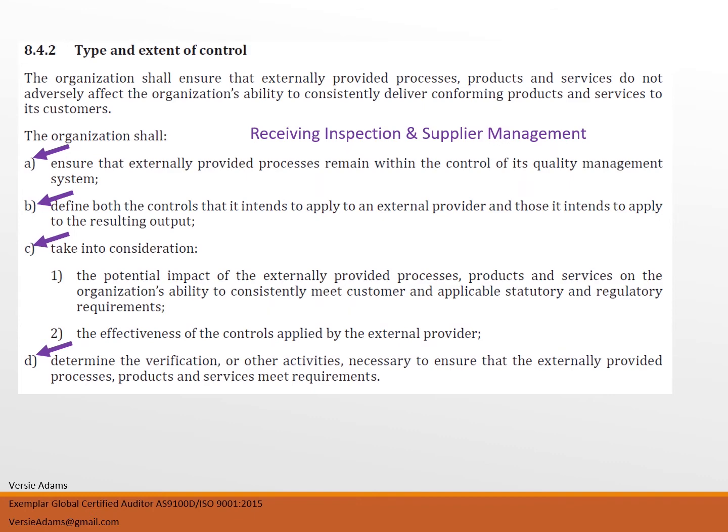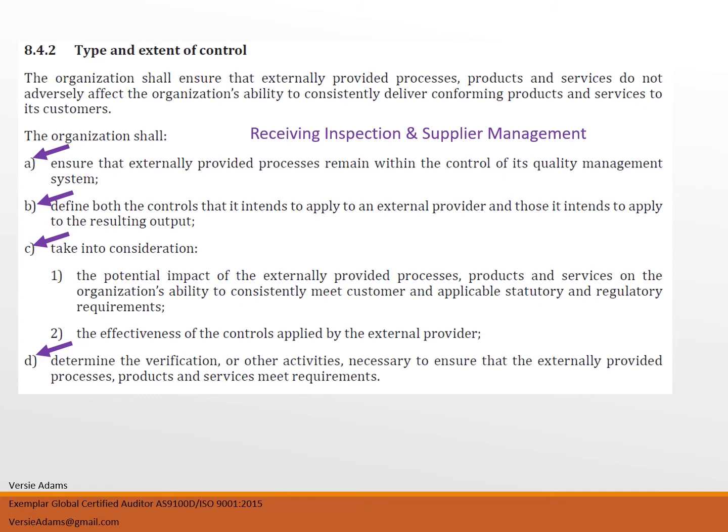Okay, so let's talk about 8.4.2, type and extent of control. As the standard states, the organization shall ensure that externally provided processes, products, and services do not adversely affect the organization's ability to consistently deliver conforming products and services to its customers. So this section of the standard, 8.4.2, and its subclauses A, B, C, and D, is basically referring to your receiving inspection and your supplier management process.